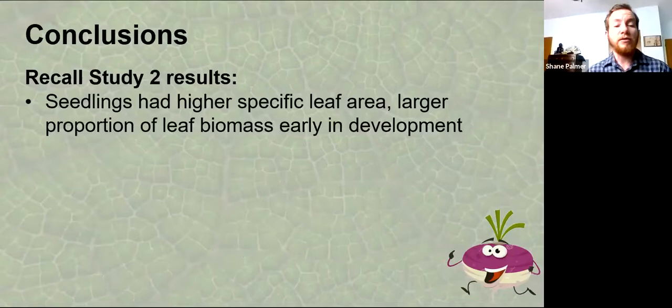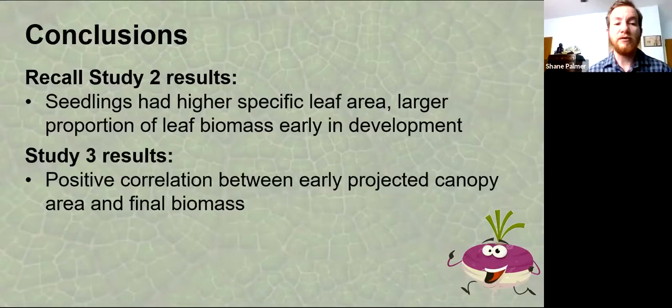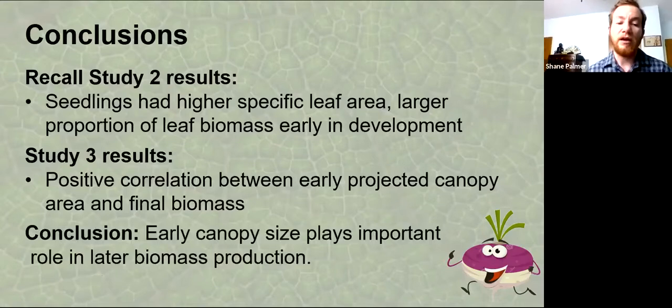And now, if you recall the study 2 results, that's the greenhouse study, what was interesting from that was looking at how the seedlings changed over time. They started off with a higher specific leaf area and a larger proportion of leaf biomass early in their development. And now if you tie that into study 3, this most recent study, when you're looking at that positive correlation between the early projected canopy area and the final biomass of the plants, it suggests that early canopy size really is playing an important role in later biomass production.